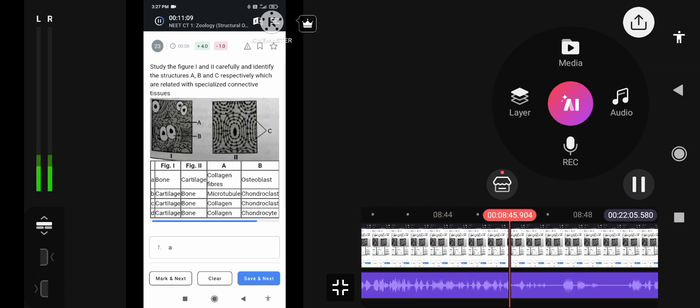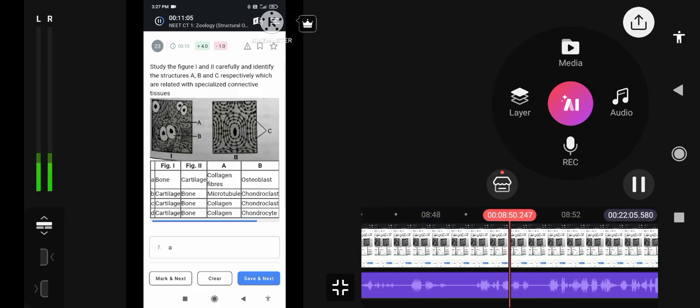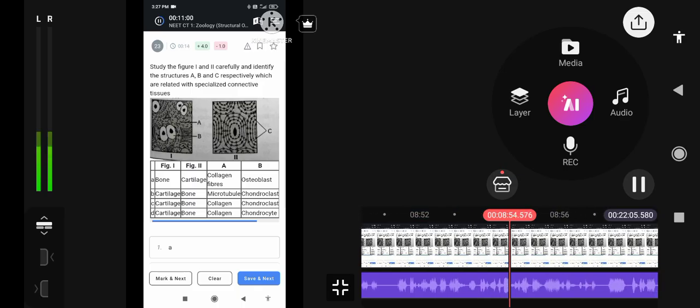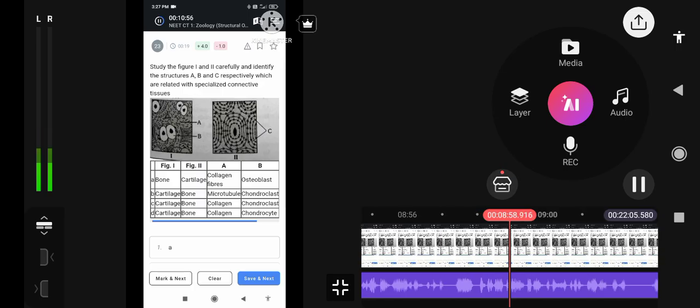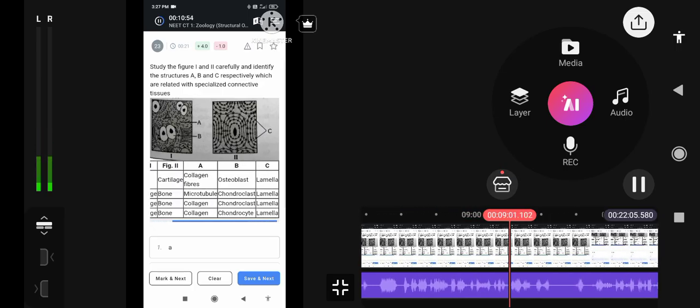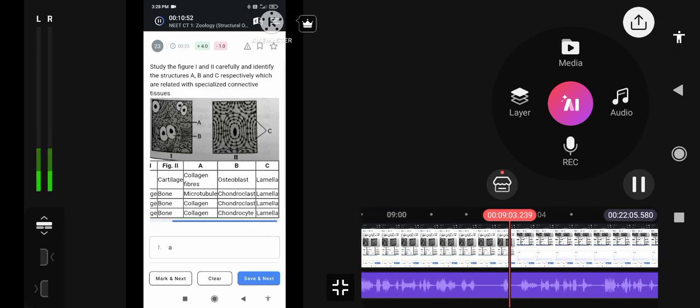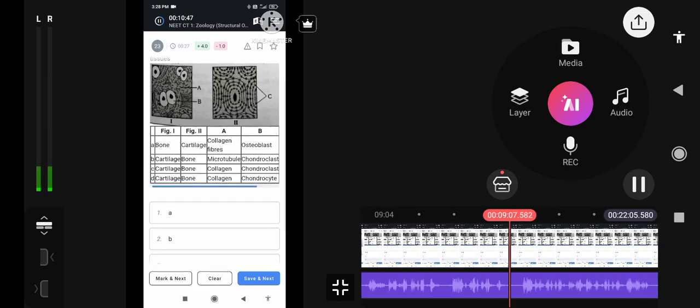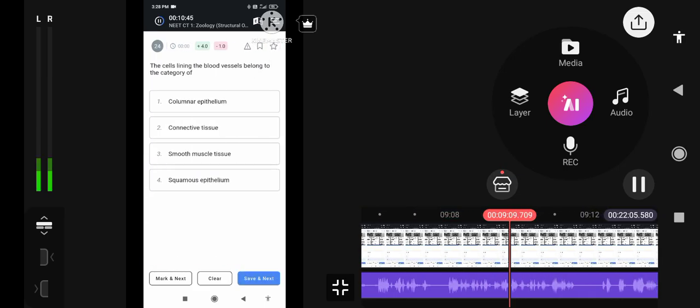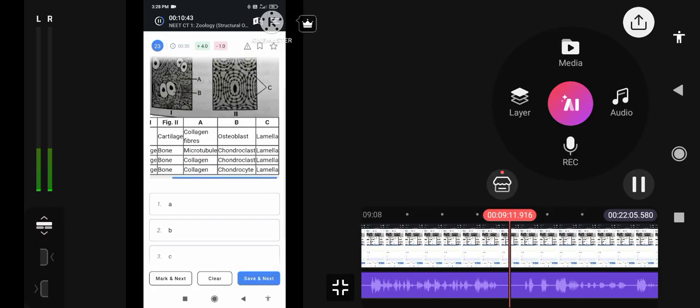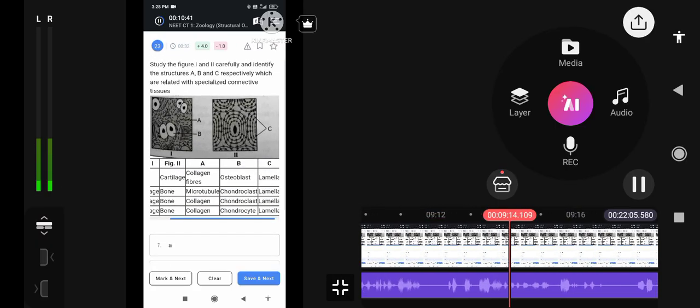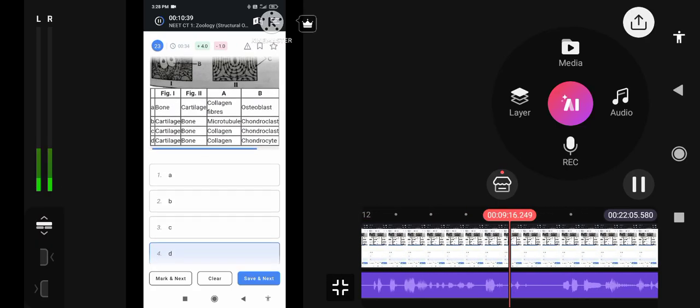Study figure 1 and 2 and identify the structures A, B and C respectively, which are related with a specialized connective tissue. First figure is cartilage, second figure is bone. Option D says A represents collagen, B represents chondrocyte and C represents the lamella. Okay, that's my answer, so this is option D, the fourth option.